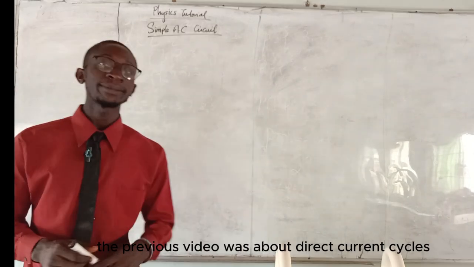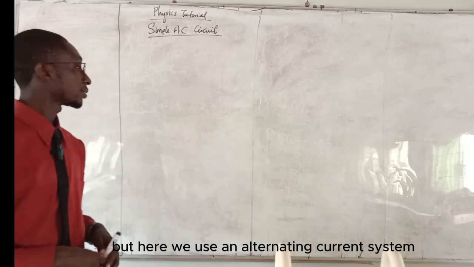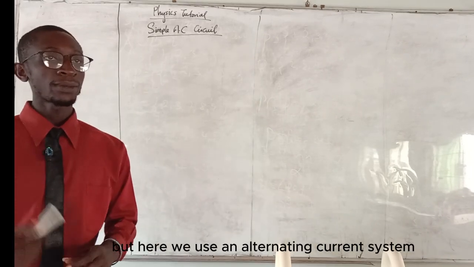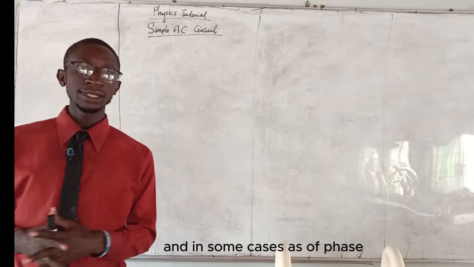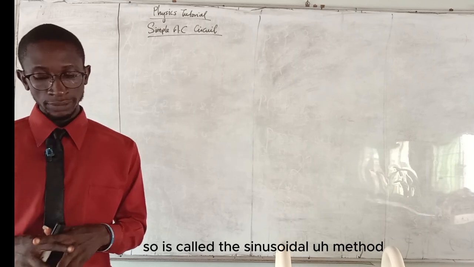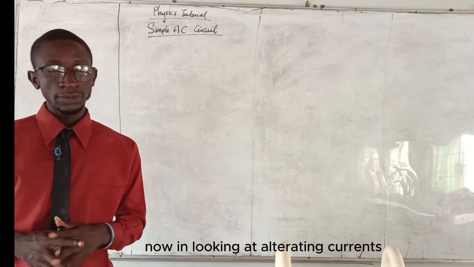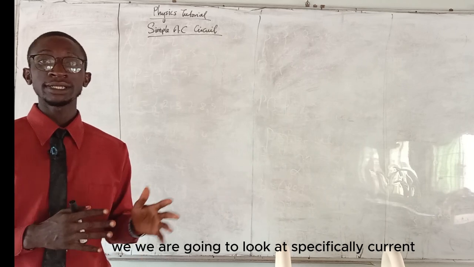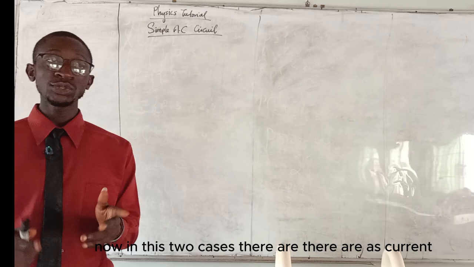The previous video was about direct current circuits where we use batteries. But here we use an alternating current system whereby the voltage and the current are in phase and in some cases out of phase. So it's called the sinusoidal method. Now, in looking at alternating current, we are going to look specifically at current, and specifically at voltage.